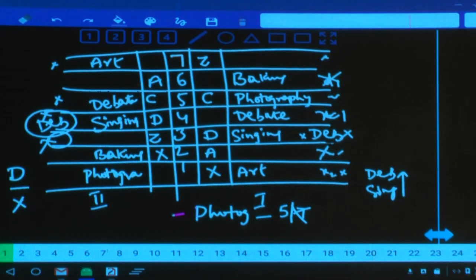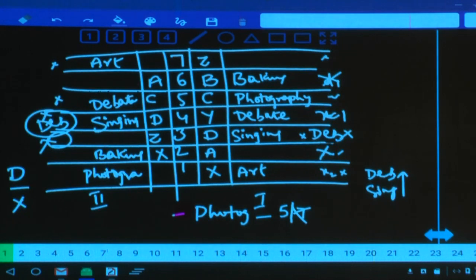Done? And B is participating neither in photography, nor in baking, nor in debate competition. Hence, in the first case, B cannot be on the 4th floor. As B cannot be on the 4th floor, then B must be on the 6th floor. If B is on the 6th floor, then who is the person left over here? Y is the person left over. Y must be on the 4th floor.